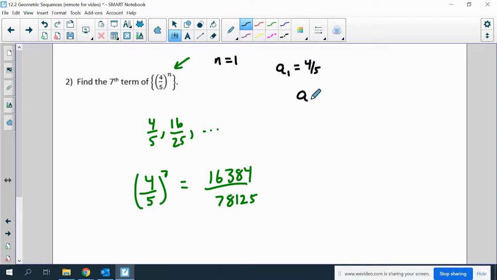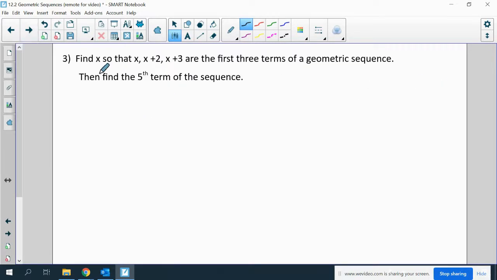So I could still define this as a sub n equals 4/5 times my common ratio, which is 4/5 to the n minus 1. But what is 4/5 times 4/5 to the n minus 1? That's just 4/5 to the n. So that's what's going on there.